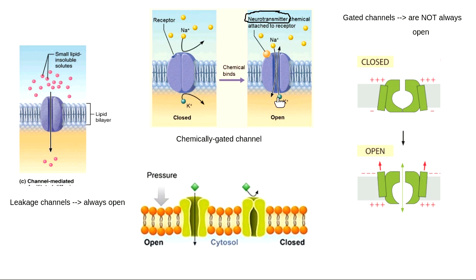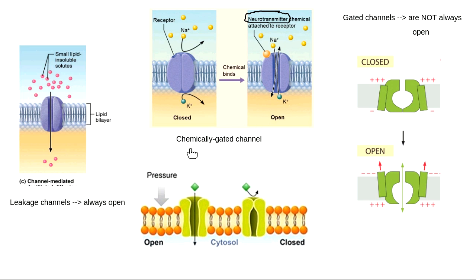Nicole asked if things could move both ways at the same time. Depending on the shape of the channel protein, they could. You'll notice this particular channel protein transports both sodium ions and potassium ions. So chemically gated channels might transport more than one thing. They could move in either direction depending on what they're transporting.